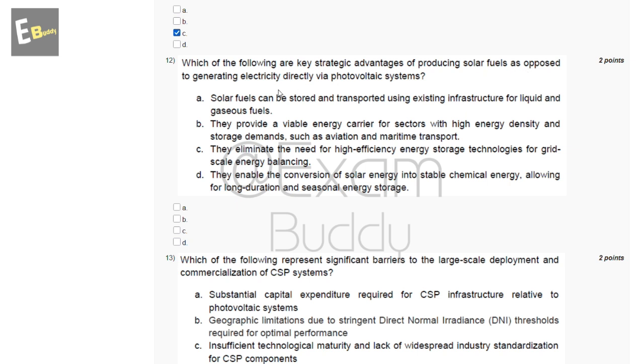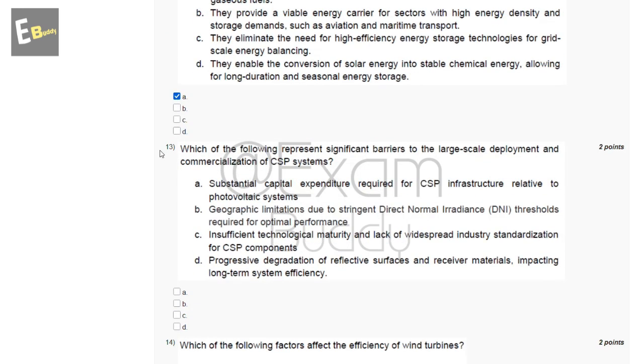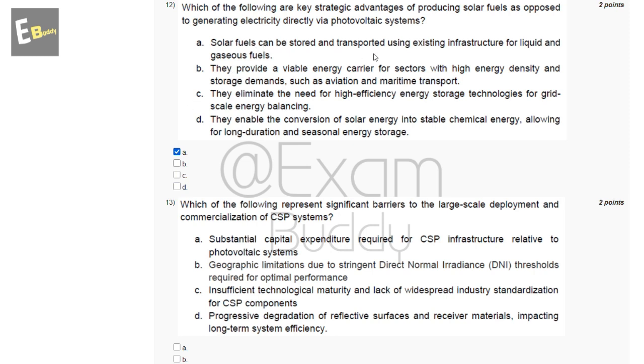Now the 12th question is, which of the following are key strategic advantages of producing solar fuels as opposed to generating electricity directly via photovoltaic systems? So the answer of our 12th question is A: solar fuels can be stored and transported using existing infrastructure for liquid and gaseous fuels. And B, and lastly D: they enable the conversion of solar energy into stable chemical energy, allowing for long duration and seasonal energy storage.